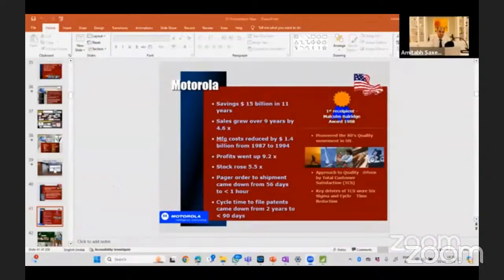So how many of you are aware of wastes in the system? The 7 or 8 wastes in the system. How many of you are aware of 7 or 8 wastes in the system? If you are aware, just say yes. If you're not aware, just say no.